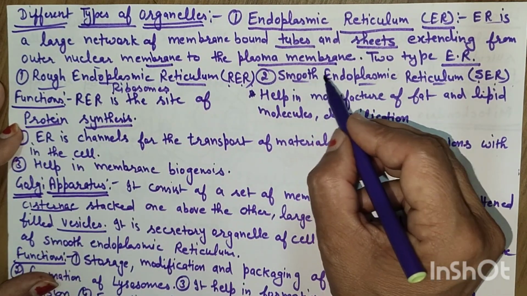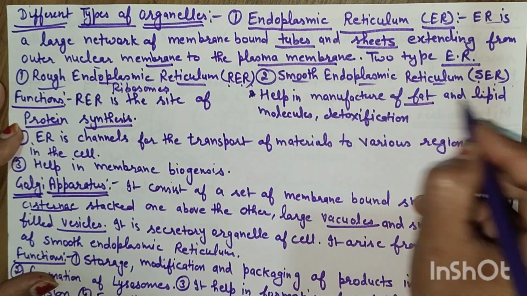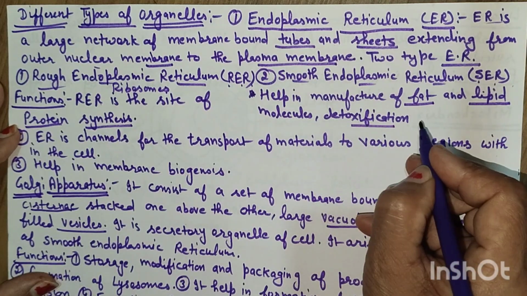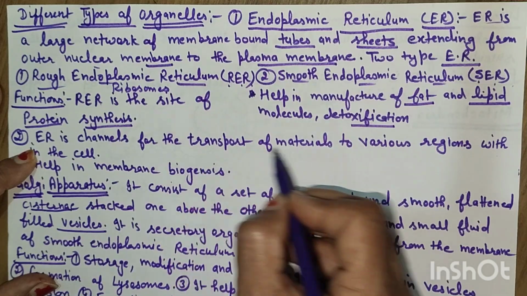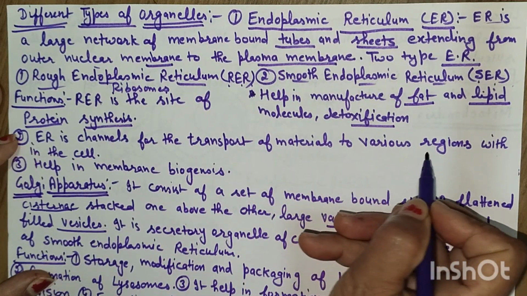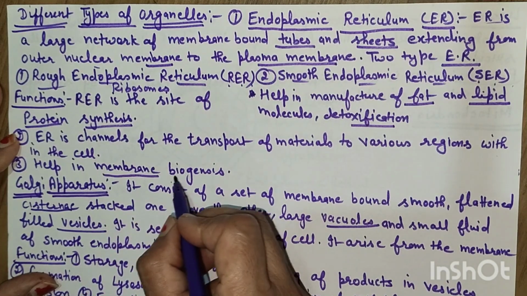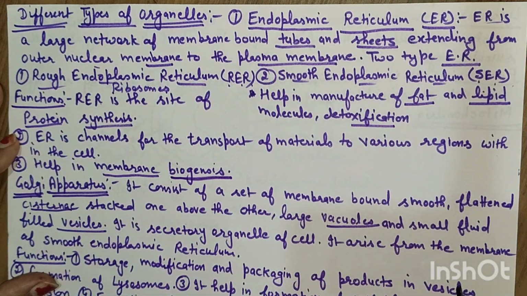Smooth means it is smooth and no ribosomes are present on it, and it helps in the manufacture of fat molecules and lipid molecules and helps in detoxification. Endoplasmic reticulum is also used for the transport of material to various regions within the cell, and it also helps in membrane biogenesis. It helps in the formation of the membrane, plasma membrane.